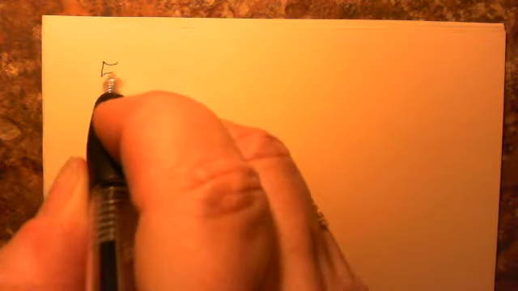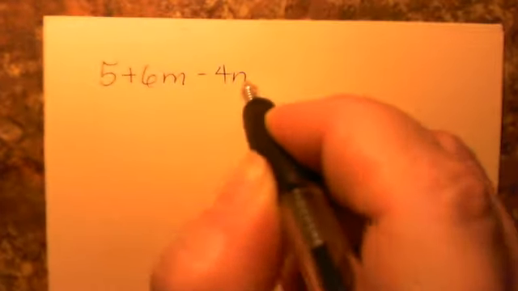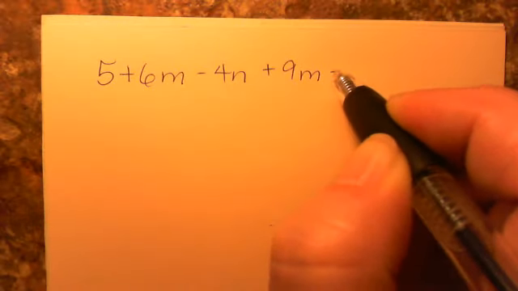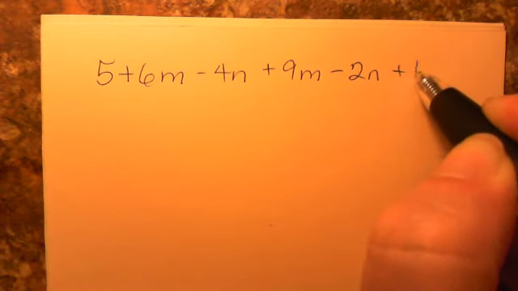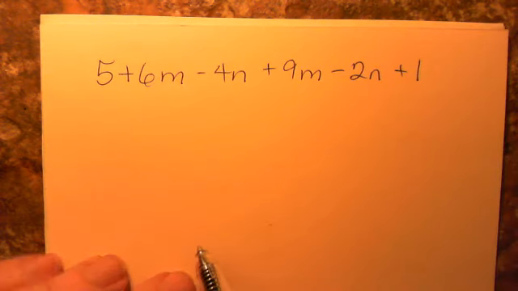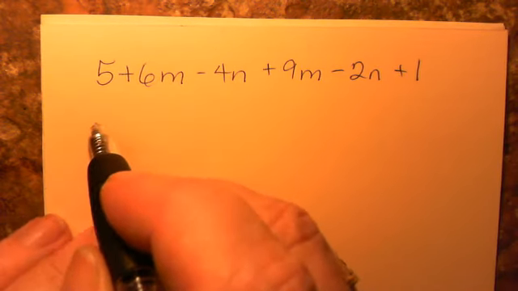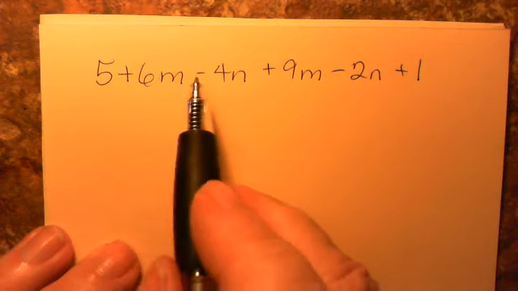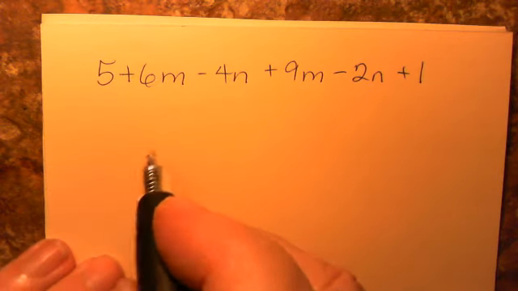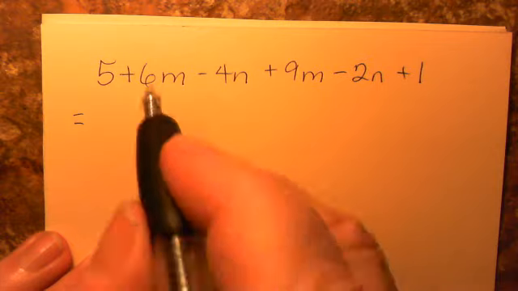Now we'll start to look at some expressions that have more than just numbers. So let's look at 5 plus 6m minus 4n plus 9m minus 2n plus 1. We want to simplify this by collecting like terms. Everything is addition or subtraction, so we want to collect or combine like terms.